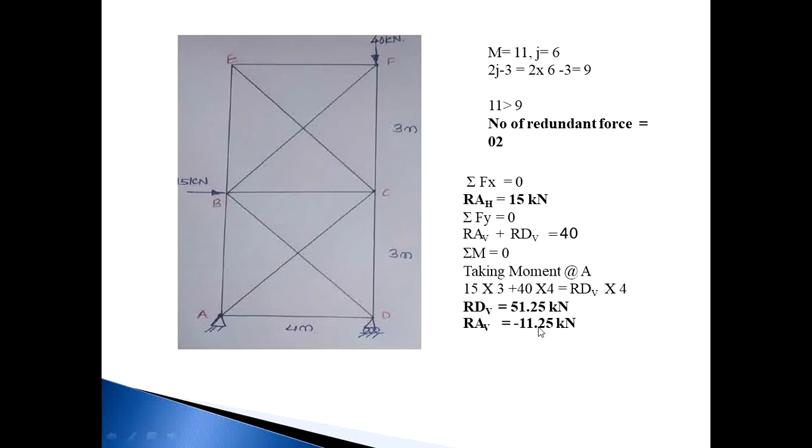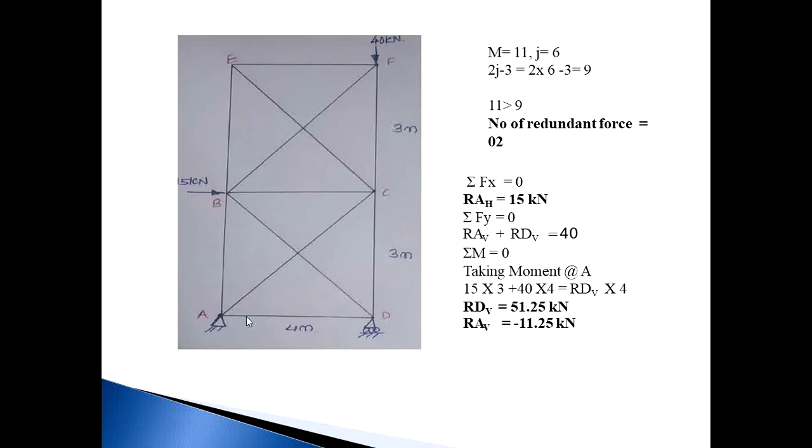What is the indication of the minus sign? Whatever assumption we made previously, that assumption is wrong. Basically, we assumed it was going in the upward direction, but instead it will be going in a downward direction.